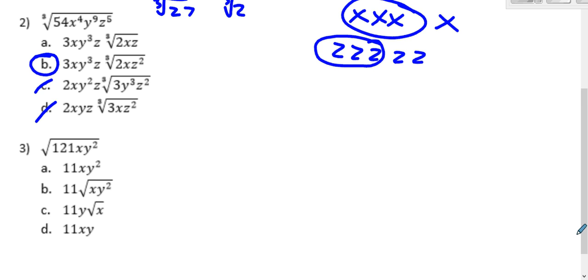And number 3, square root of 121 is 11, which they all have. X, we don't have a pair of x's, so x just stays inside. Y squared, that's 1 set with no leftover, so a y comes out. 11y, and then the x stays in.